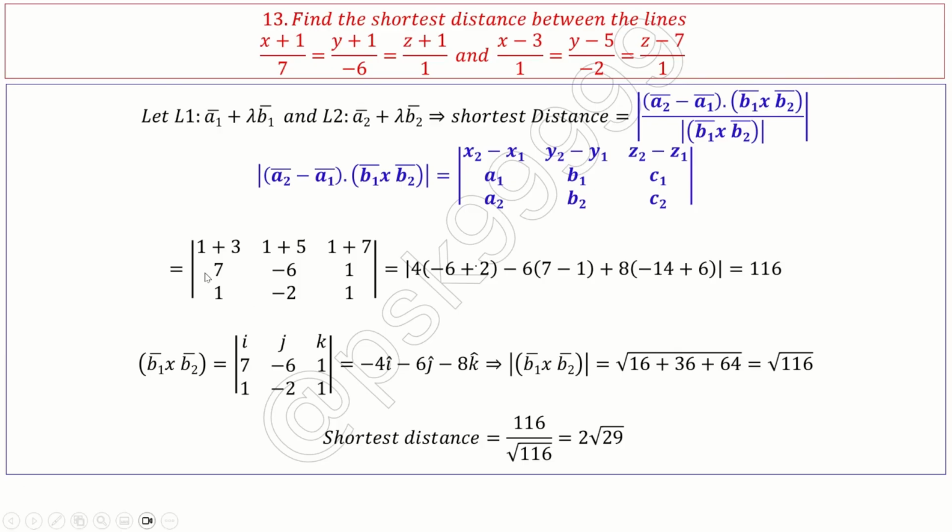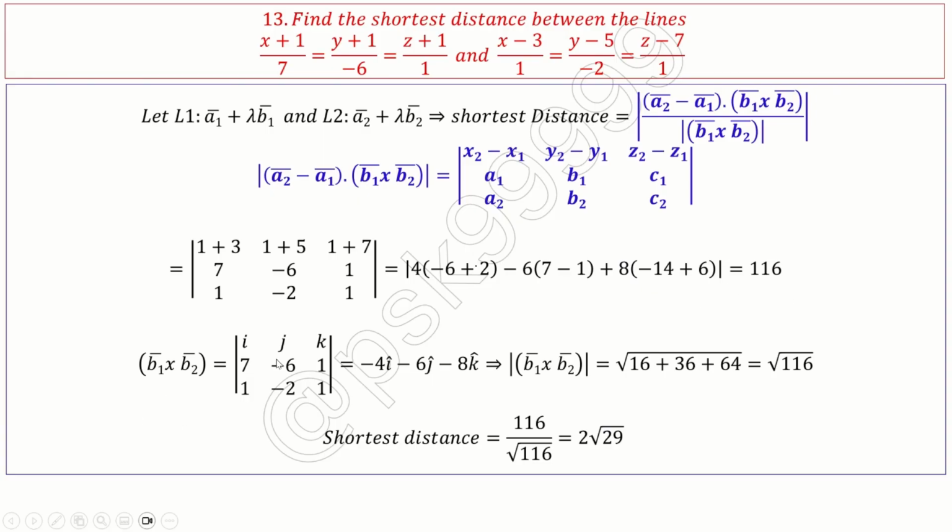So how to write this one? x2 minus x1 I need, right? So I will take 1 here, 1 minus of minus 3, which is plus 3, 1 minus of minus 5, plus 5, 1 minus of minus 7, which is plus 7. Okay, this is my first row, and second row I will take as is, b1 and b2 third row. So modulus of this one is 116.